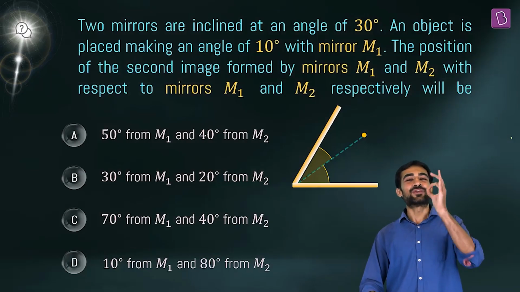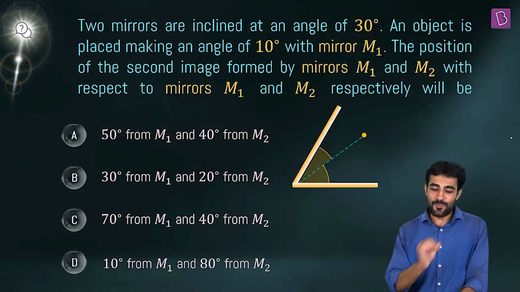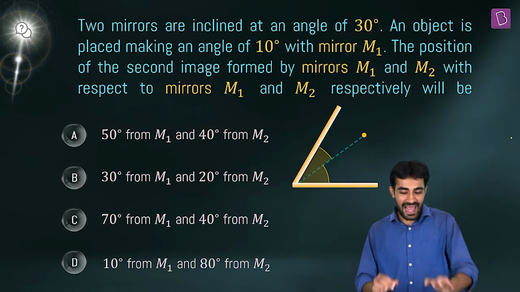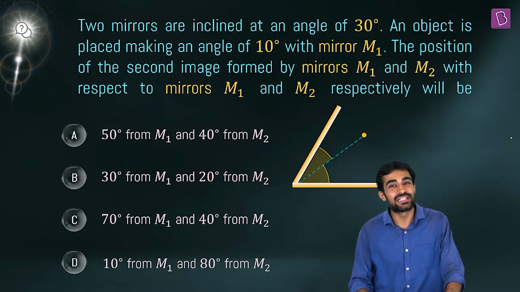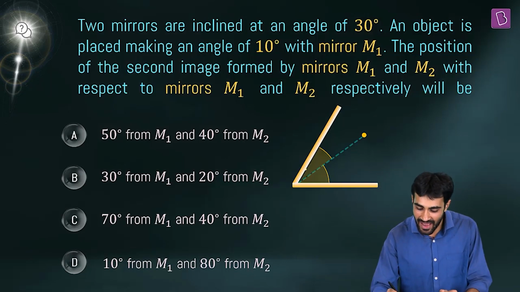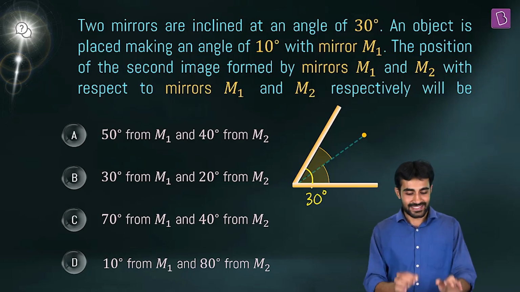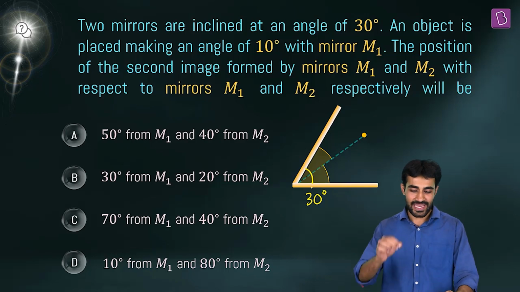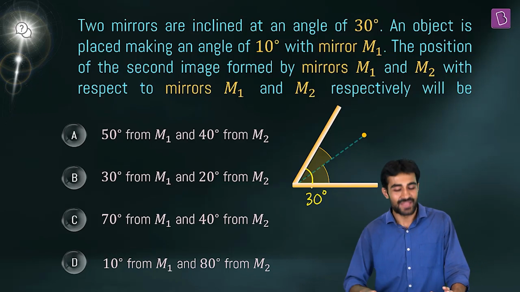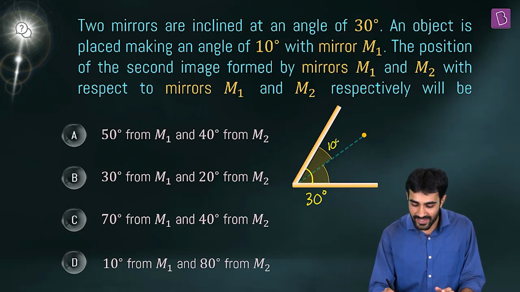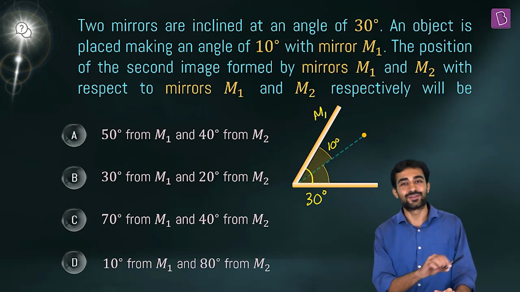Let's see this interesting question. 2 mirrors are inclined at an angle of 30 degrees. Can you see the mirrors? Yes, they are inclined at an angle of 30 degrees with each other. Now an object is placed making an angle of 10 degrees with mirror M1. So this angle is 10 degrees with mirror M1.